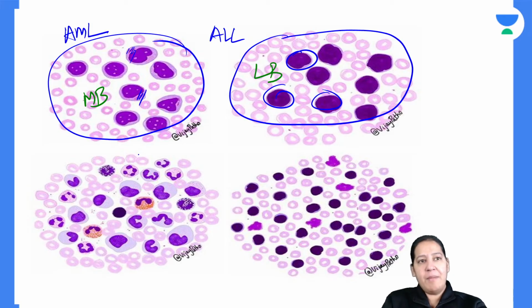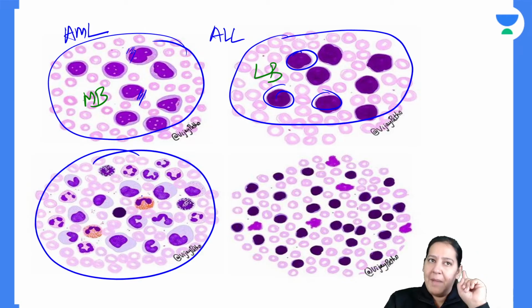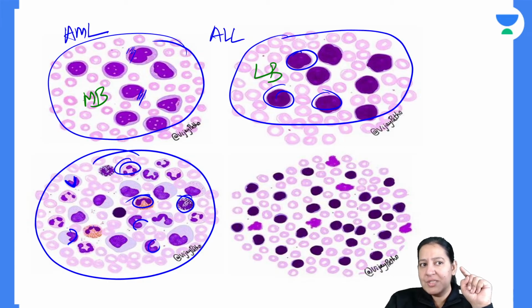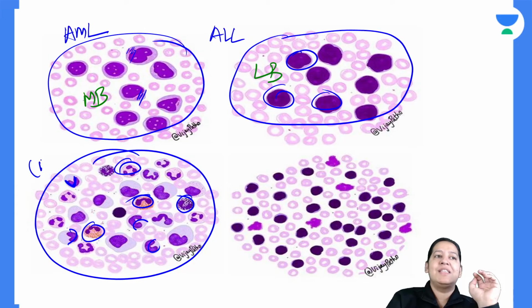In the third diagram, I can see a mixture of cells. I can see myeloblast, promyelocyte, myelocyte. See the band forms. The clue here is the band form, the C-shaped multiple band forms. The clue here is the basophil. The clue here is the eosinophil. Beautiful diagram. So it is CML.